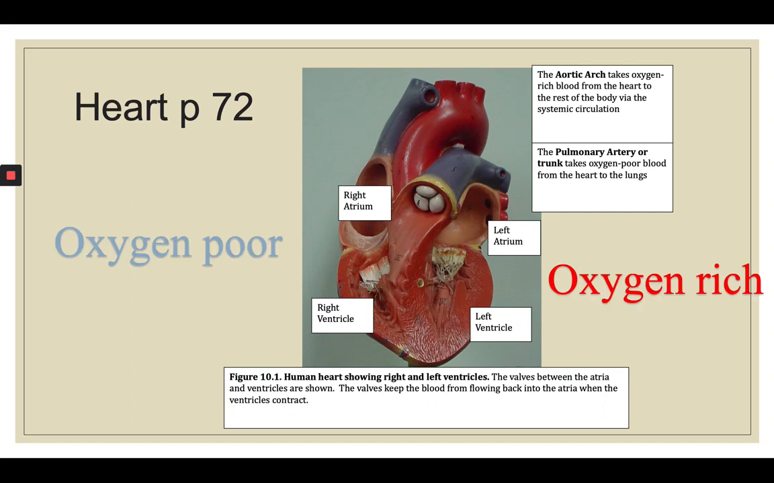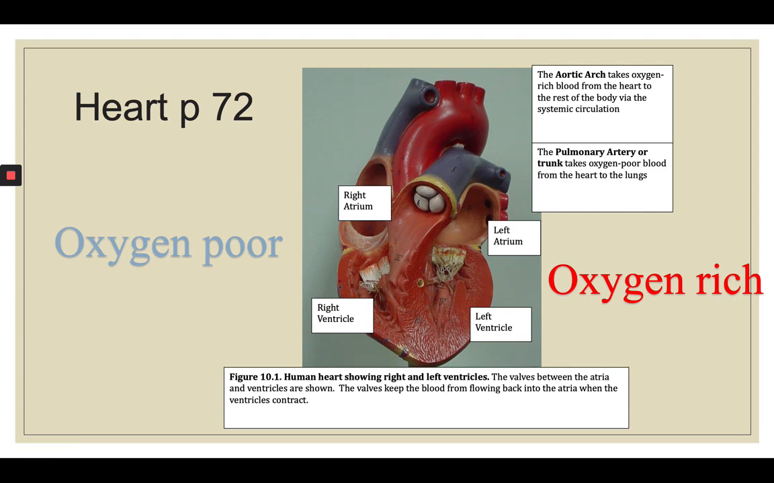So one easy way to think about it too is you have the right side, which looks like your left side to you, but if it were in your body, this would be on your right side, this would be on your left side. The right side is oxygen poor. It's coming back from the body and it doesn't have oxygen in it. And the left side is oxygen rich because it's come back from the lungs.